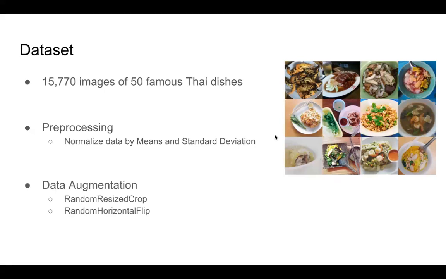So next, we're going to talk about our data set. For this project, we use a data set of 15,770 images of 50 famous Thai dishes. For pre-processing, we calculated the means and standard deviations of all the training images to normalize our data. And for data augmentation, we decided to use random resized crop and random horizontal flip on our training images to train our models.